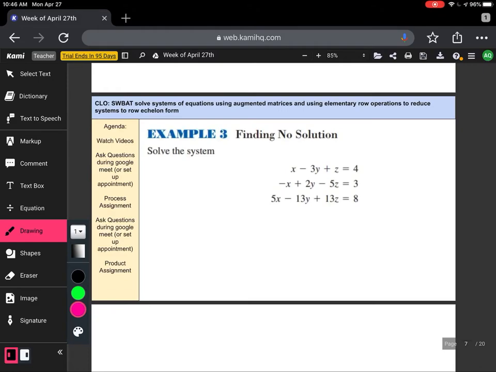Thinking about when would we have no solution? Well, times when we have no solution is if you got something like 7 equals 4 or 0 equals 16. Something that's not true means we have no solution. Okay, all right, so let's think about solving this system.